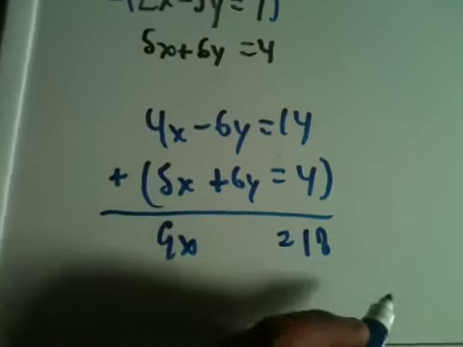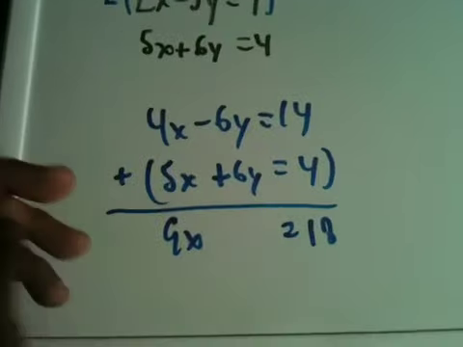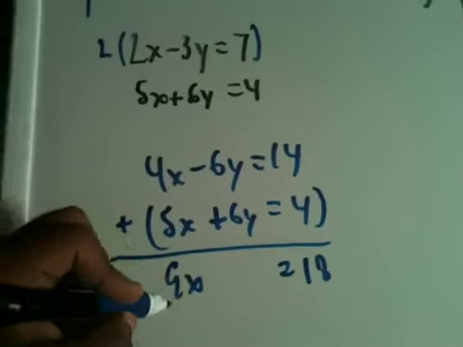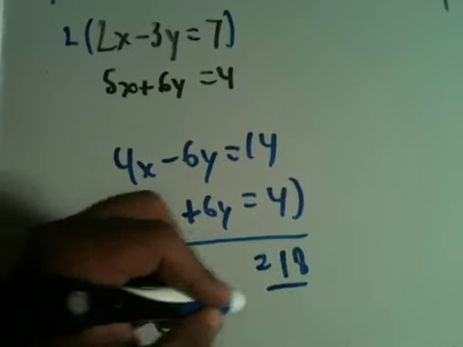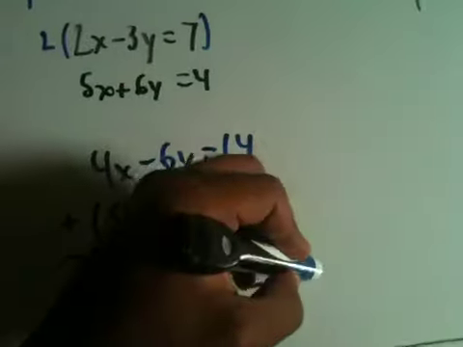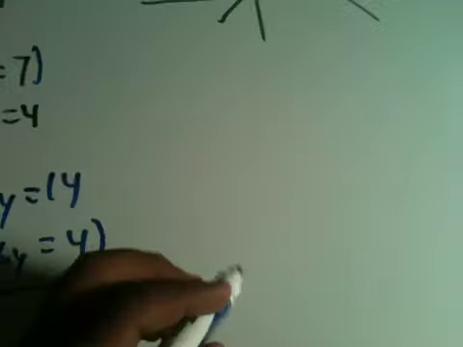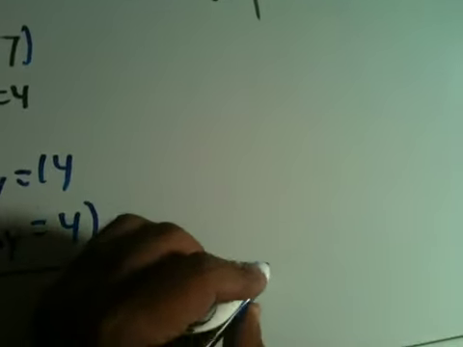So we have 9x equals 18, an equation in one variable, and now we can solve it easily, which we'll just have to divide through by 9, and we get the solution: x equals 2.